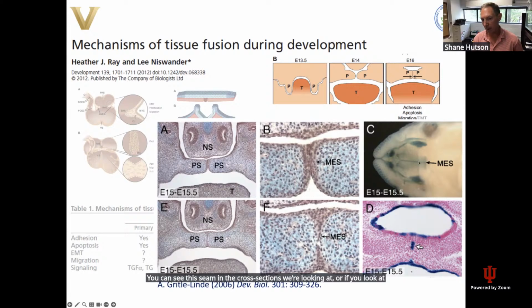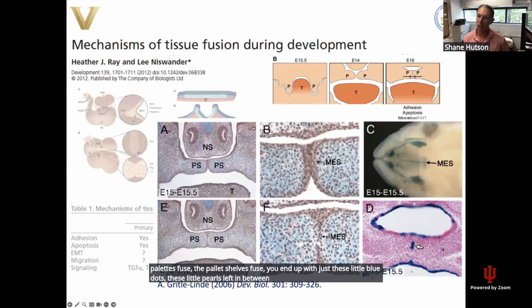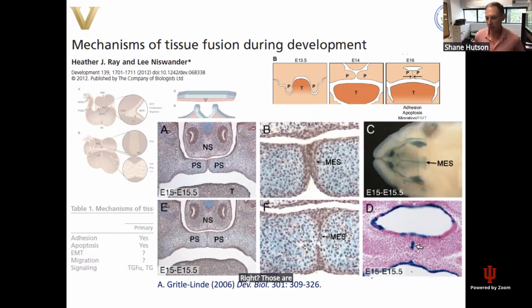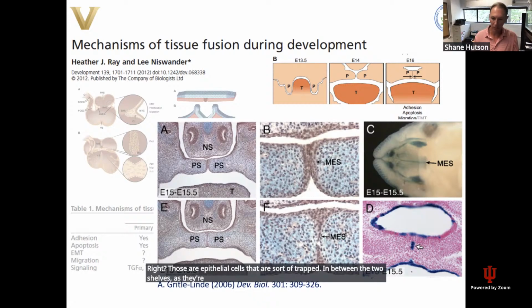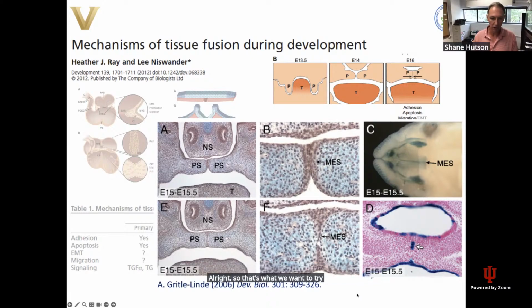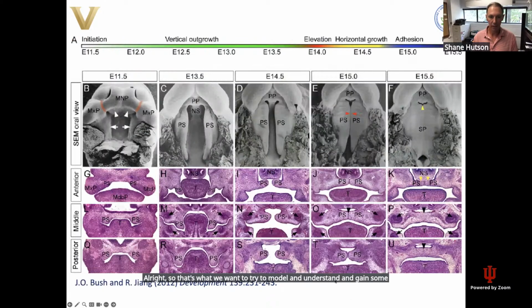You can see this seam in the cross sections we're looking at, or if you look at a top-down view of the mouse palate, the upper palate in C, and then eventually in D, you can see as the palate shelves fuse, you end up with just these little blue dots, these little pearls left in between that eventually go away, right? Those are epithelial cells that are sort of trapped in between the two shelves as they're trying to fuse, but they will disappear over the next day or so. All right, so that's what we want to try to model and understand and gain some insight for.